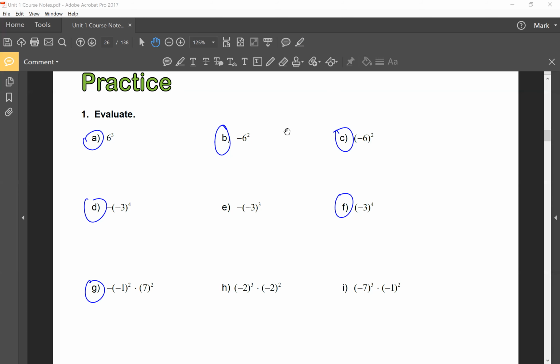All right, let's check it out. So we knew that this was 216. This one, it's a -6 times 6. So, don't square the negative. So this ends up being -36. This one is -6 times -6, which is +36.